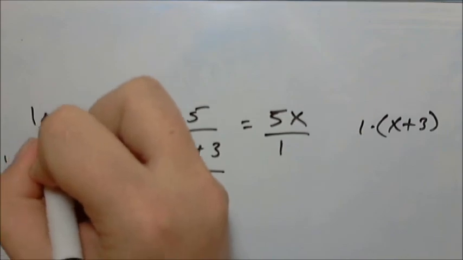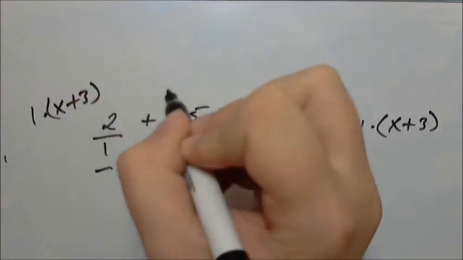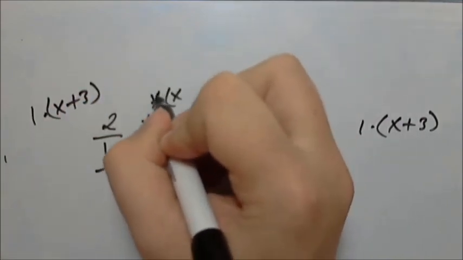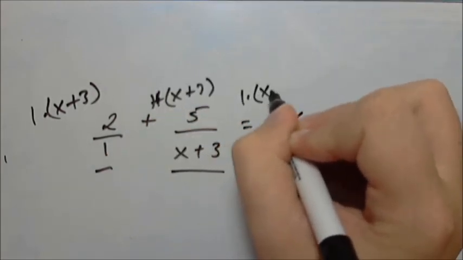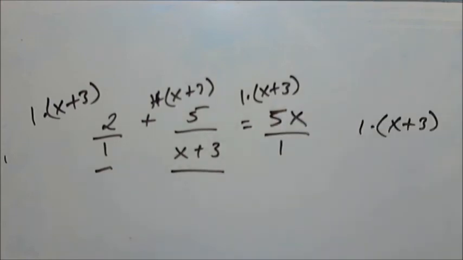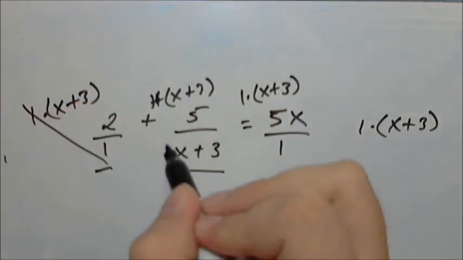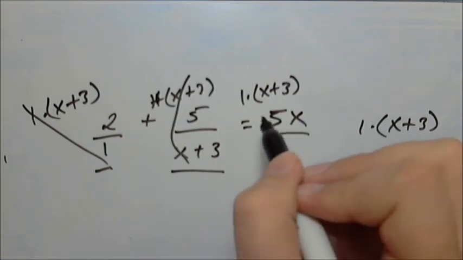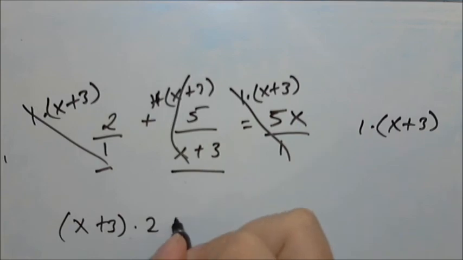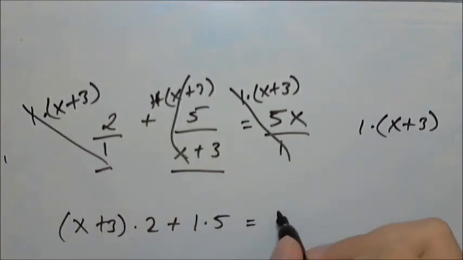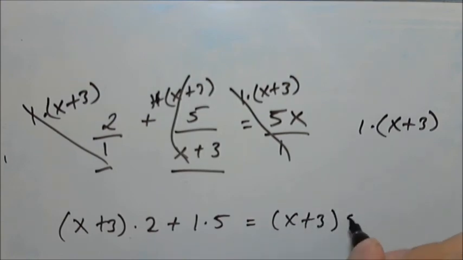So I'm going to write that over here. 1 times x plus 3. And now, just like before, we cross out the 1. We cross out the x plus 3. We cross out the 1. Now we've got x plus 3 times 2 plus 1 times 5 equals x plus 3 times 5x. We're left with multiplication and addition, and we haven't done any computation.